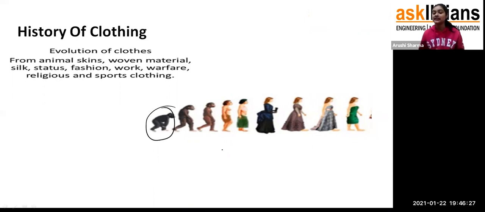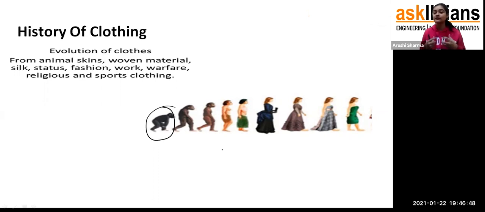That means they killed animals, took out their skin and wore it. So that's how, students, the evolution of clothes took place, because they felt there was a need for clothes. There was a change of climate. One time there would be summer, one time there would be winter, so they felt cold, they felt hot, something like that.